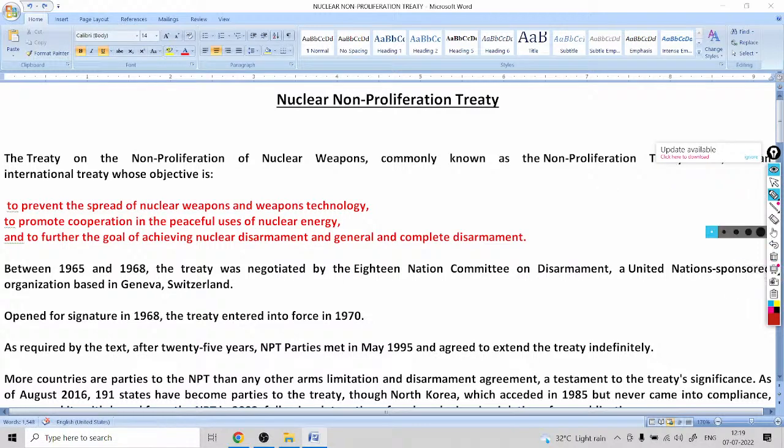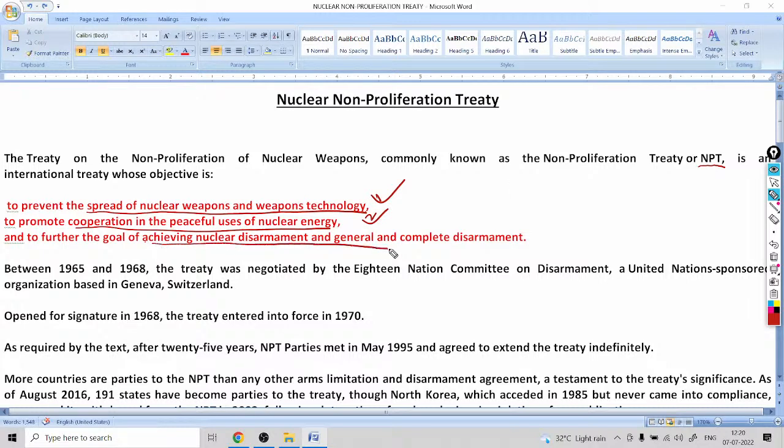Okay, so let's start it again. The Treaty on Non-Proliferation of Nuclear Weapons, commonly known as NPT or Non-Proliferation Treaty, is an international treaty whose objective includes: number one, to prevent the spread of nuclear weapons and weapons technology; number two, to promote cooperation in the peaceful use of nuclear energy; and number three, to further the goal of achieving nuclear disarmament, and general and complete disarmament.